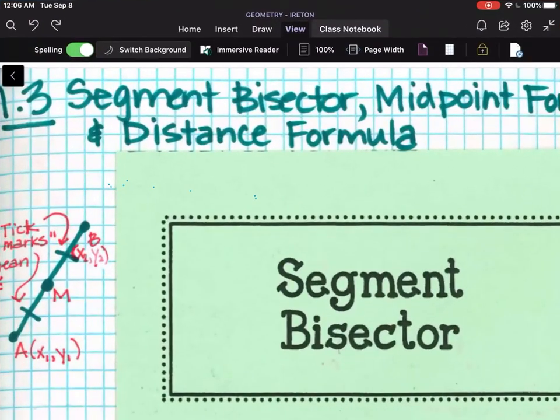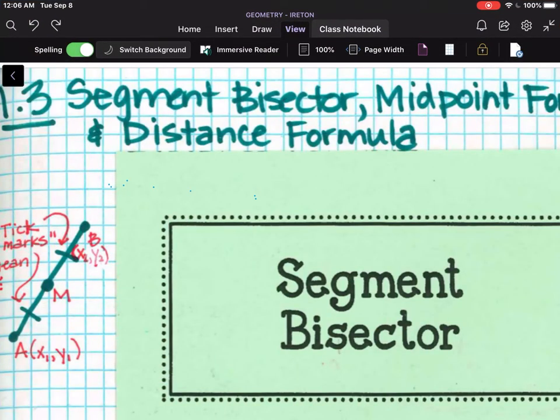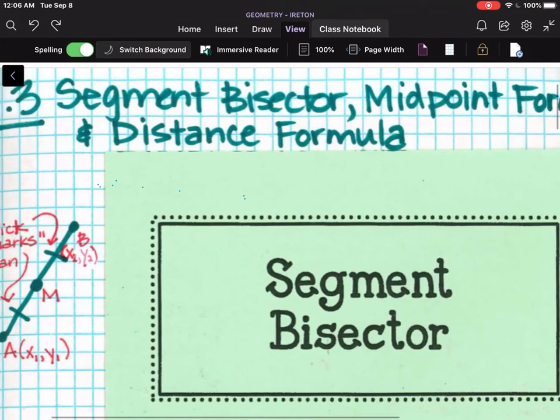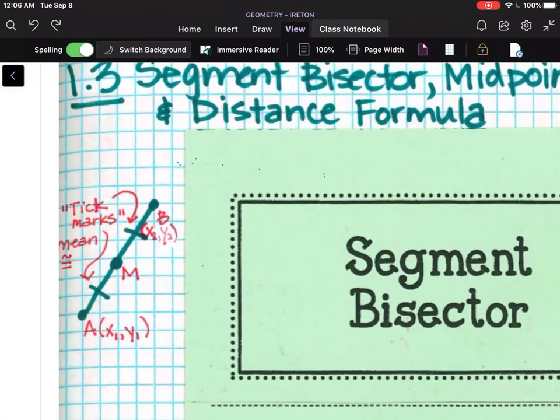Alright guys, today we're going over 1.3. You should have this in your OneNote, but it'll also be on Canvas. And we are talking about segment bisectors, the midpoint formula, and the distance formula. So today is all about really using formulas. It's a lot of algebra, but it's using formulas to find missing things on segments, so missing points and lengths.